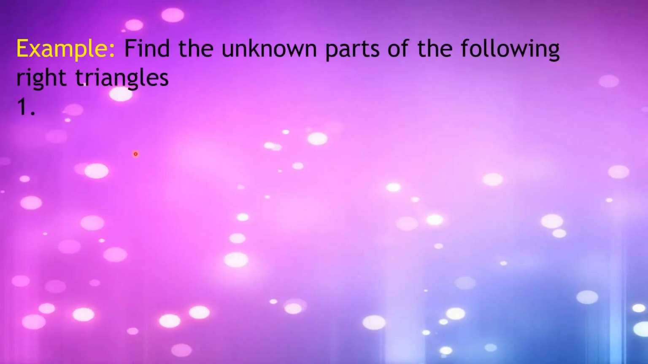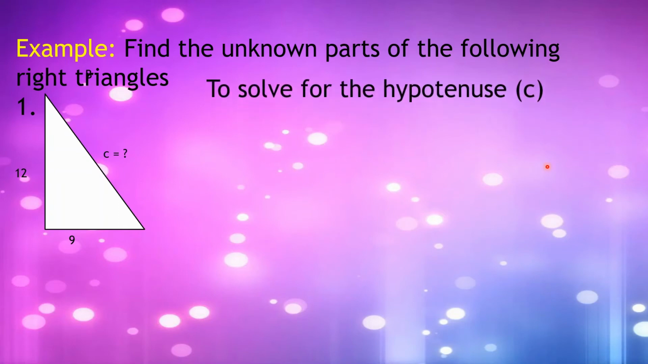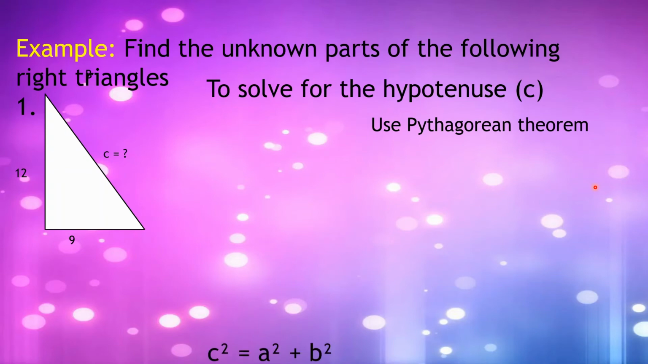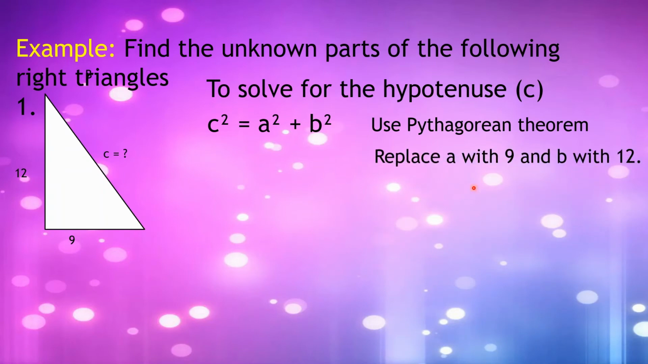So we have an example. Find the unknown parts of the following right triangle. Number 1: we have a triangle with the measures of the two legs, 12 and 9. To solve for the hypotenuse C, the first step is to use the Pythagorean theorem, C squared is equal to A squared plus B squared. Then we replace A with 9 and B with 12.